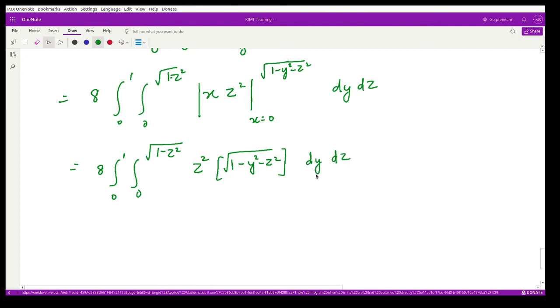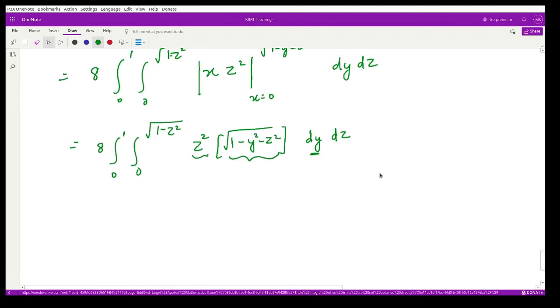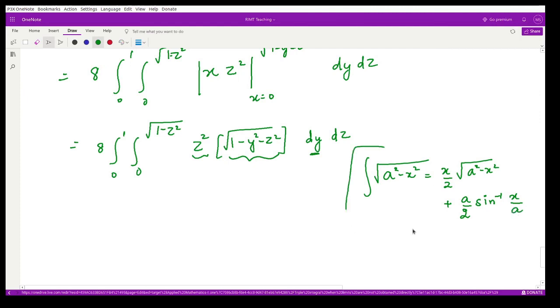Now we have to perform the integration with respect to z. So what would be this? Now z square is this constant quantity. So we'll perform this integration of this quantity. And the integration could be written like this. You have this formula. Integration of square root of a square minus x square is equal to x by 2 square root of a square minus x square plus a square by 2 sine inverse x upon a. So this is the formula.